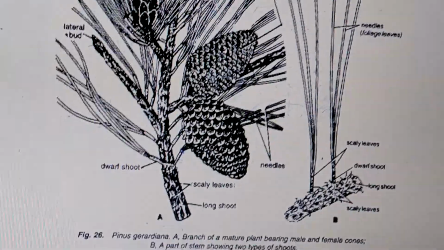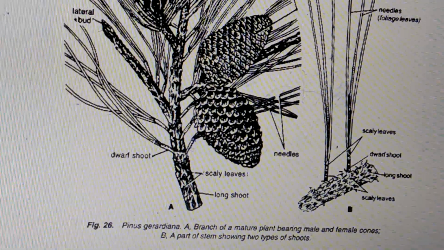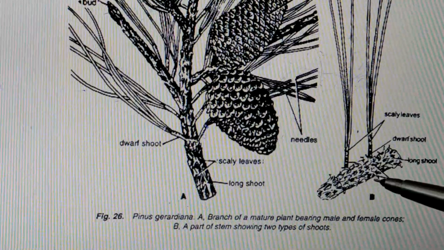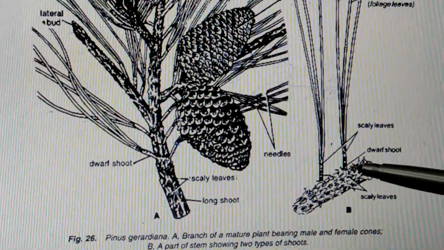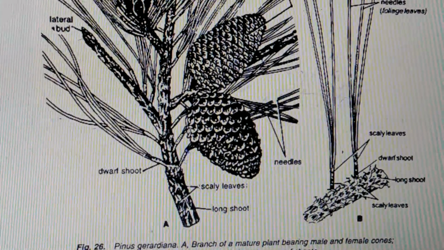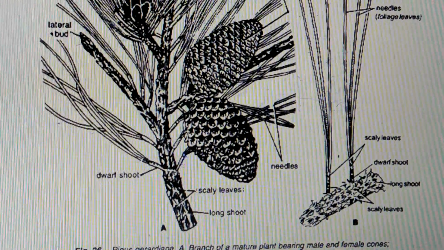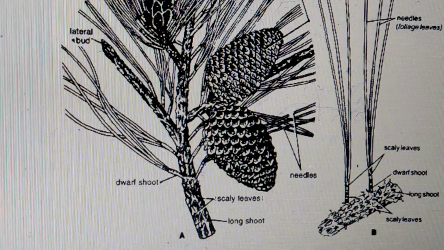This is what the image gives us an idea. This is the more enlarged view here. Long shoot. On the long shoot, what we have is the dwarf shoot. This was a description regarding the shoots in case of Pinus.